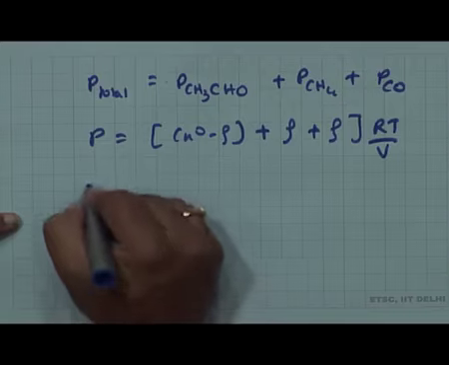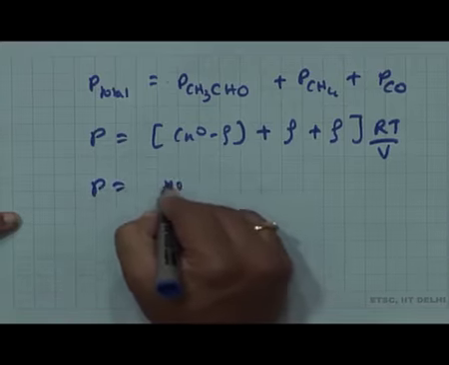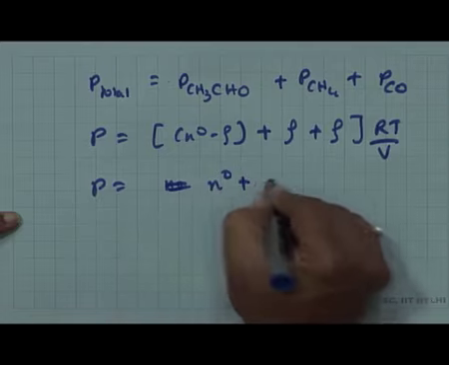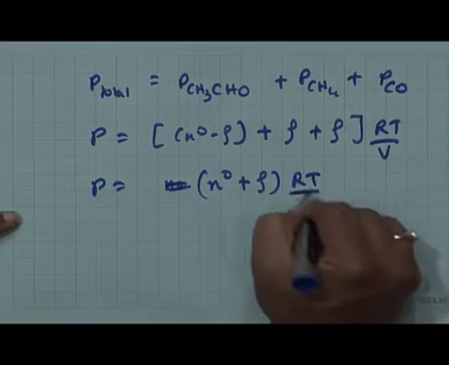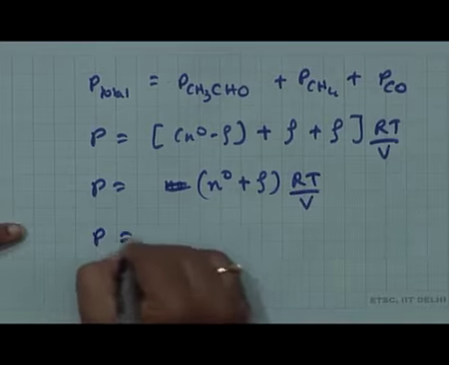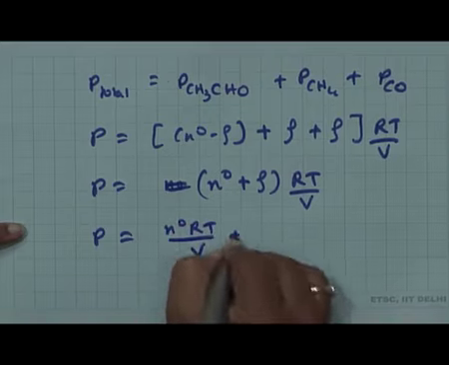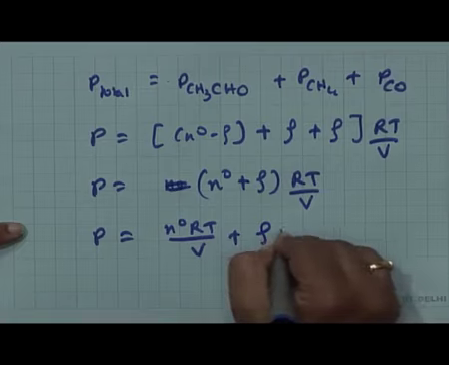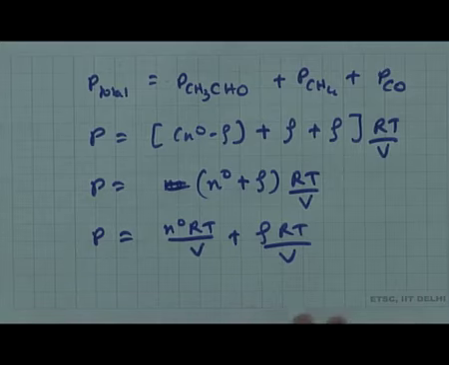So, then I can write P is equal to N0 plus xi, then RT over V. I can further simplify this by writing N0 RT over V plus xi RT over V. Now, this is a significant step in the reaction.